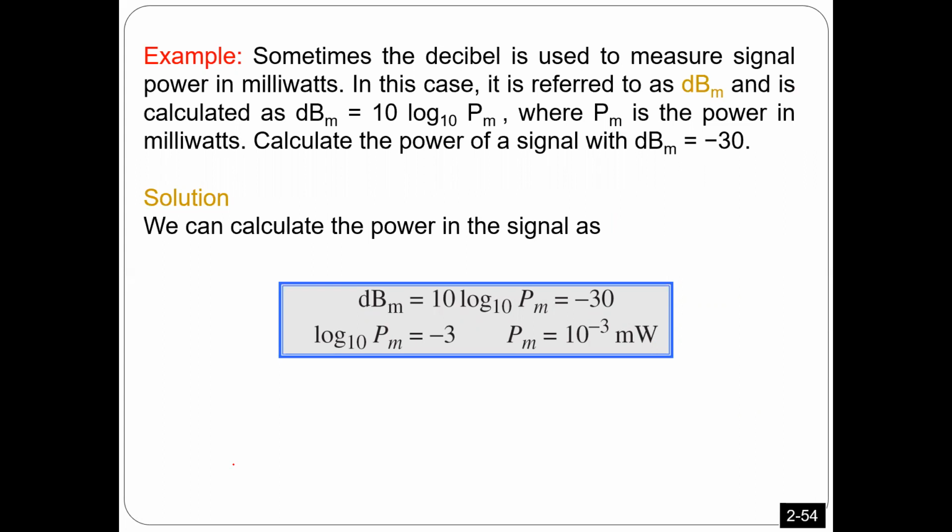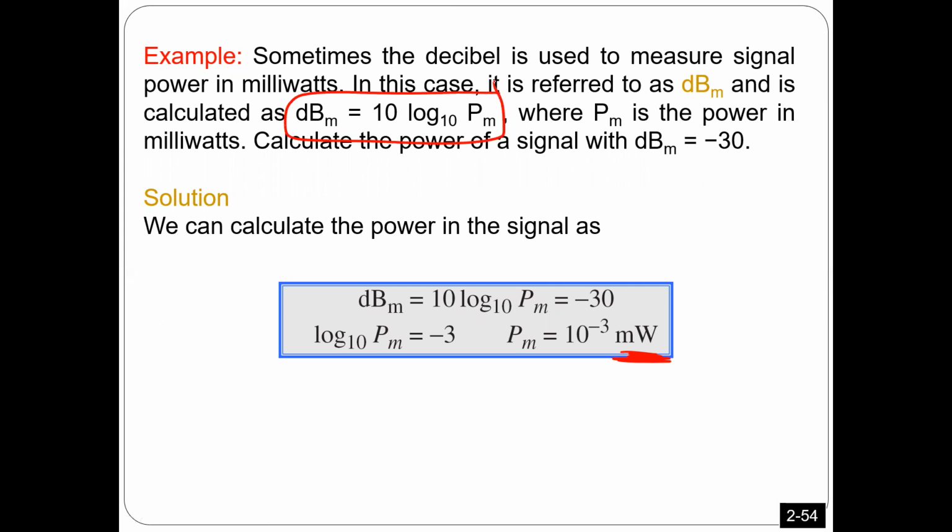Sometimes if you have a signal and this signal is in watt, I want to convert this signal from watt to decibel. What I'm saying is, it's exactly the same thing. I want to express the signal differently. Okay.